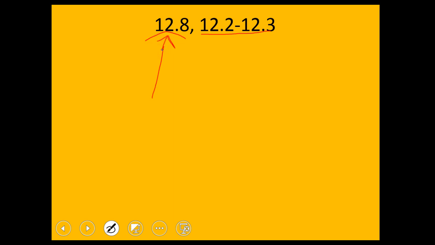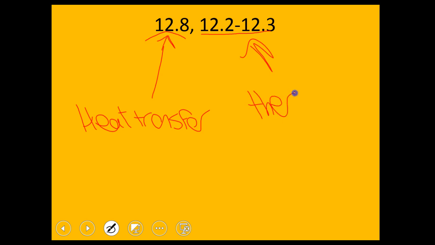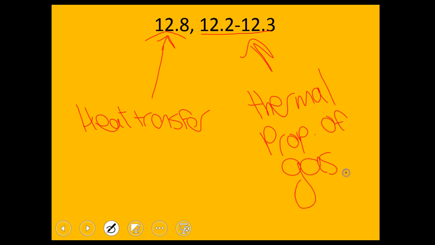And this is going to be heat transfer and thermal properties of gases. All right, and so halfway through the lecture, I will actually transition to a pretty separate idea, which is the thermal property of gases. So just be prepared and be on the lookout for that.